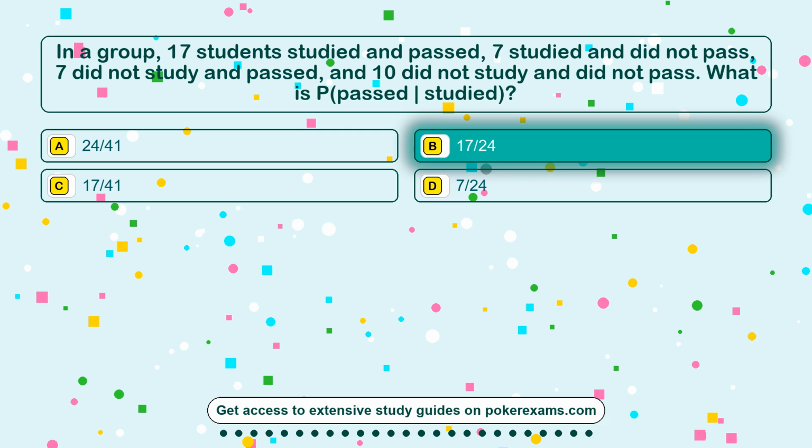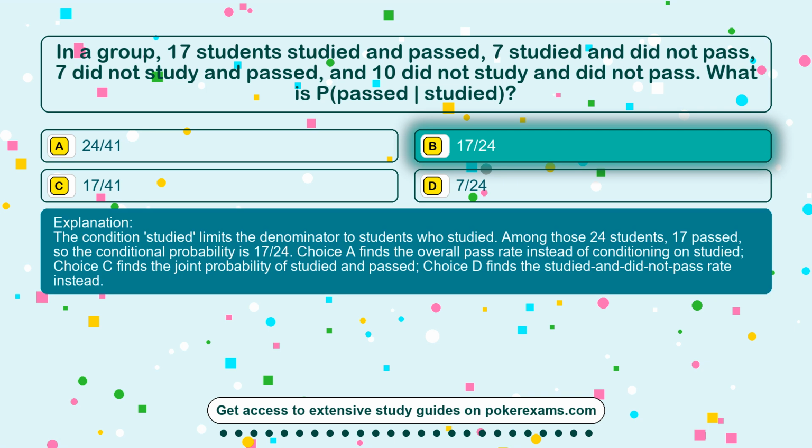The correct answer is option B, 17/24. The condition studied limits the denominator to students who studied. Among those 24 students, 17 passed, so the conditional probability is 17/24. Choice A finds the overall pass rate instead of conditioning on studied. Choice C finds the joint probability of studied and passed. Choice D finds the did-not-pass rate among those who studied instead.